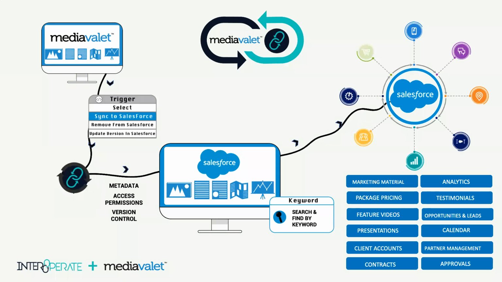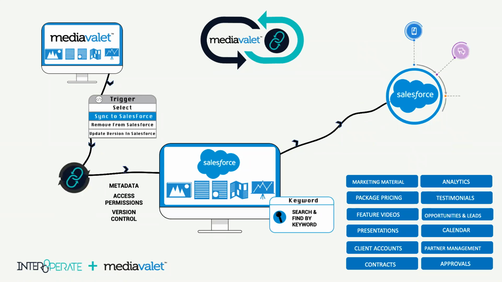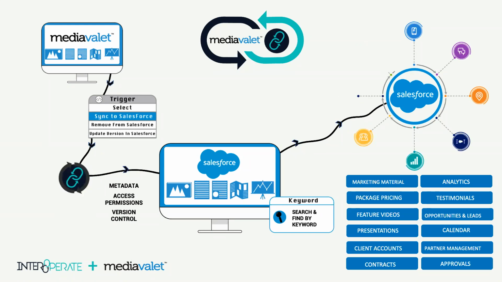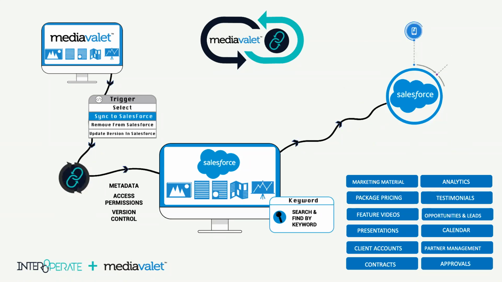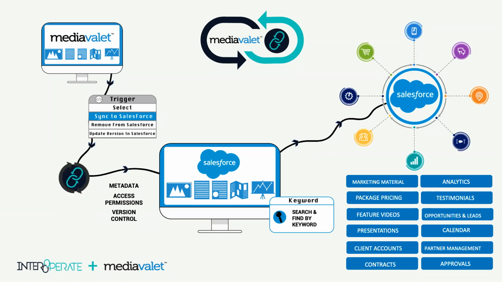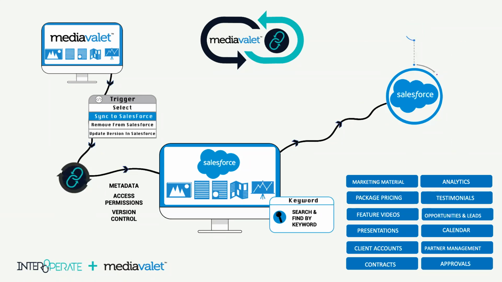Once selected, that activates the trigger and sends those assets into your Salesforce Files tab, along with all the keywords and metadata attached. So now on the other end, the sales team who need those assets to close deals like product pamphlets, feature videos, contracts, et cetera, they have access to them. And most importantly, with version control, the DAM admin can ensure they only have access to the approved and latest versions.